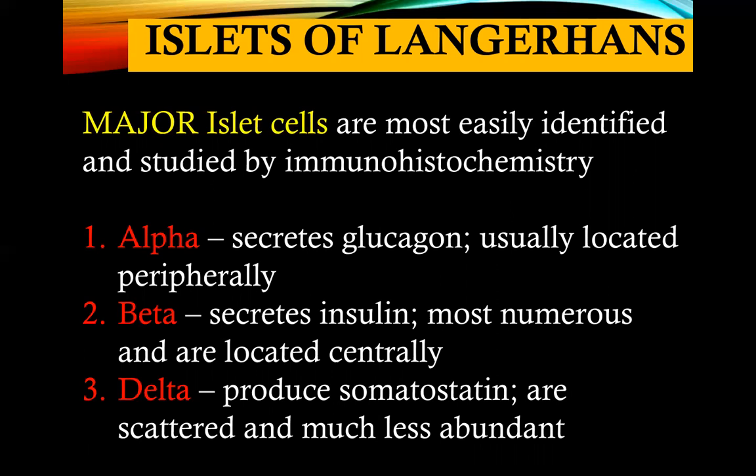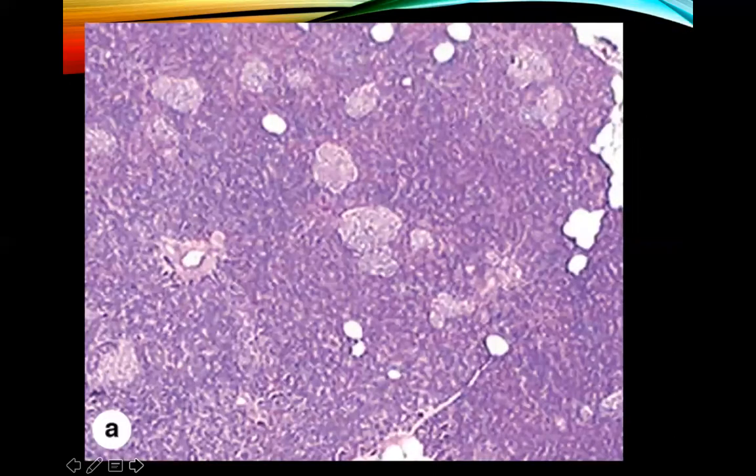In biochemistry, when you say alpha cells secreting glucagon, its main function is to increase the serum glucose concentration, right? For beta cells, they secrete the so-called insulin, and this is the most numerous cell, and they are located centrally in the islets of Langerhans. While your delta cells produce the hormone somatostatin. They are scattered and much less abundant compared to your alpha and beta cells.